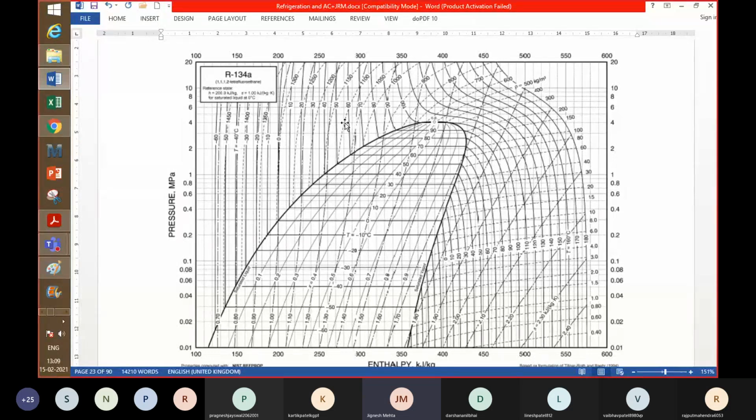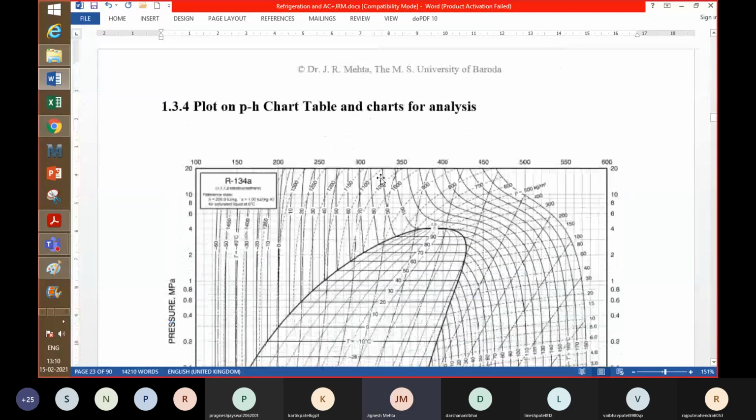And nowadays you also have software available where you can put in the inlet parameters, two parameters, and you can get all other parameters, right? But we don't do that kind of exercise at this level, though that kind of tool is available to you. But here we do the manual exercises so that you understand the things, and after that you can use the tools whichever are convenient. Okay, so let us try and plot that cycle on this chart.